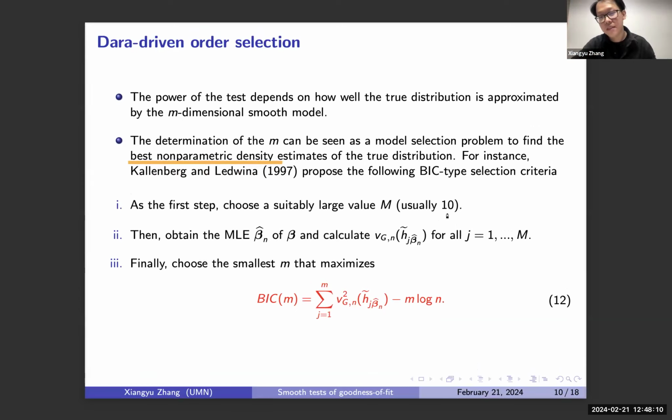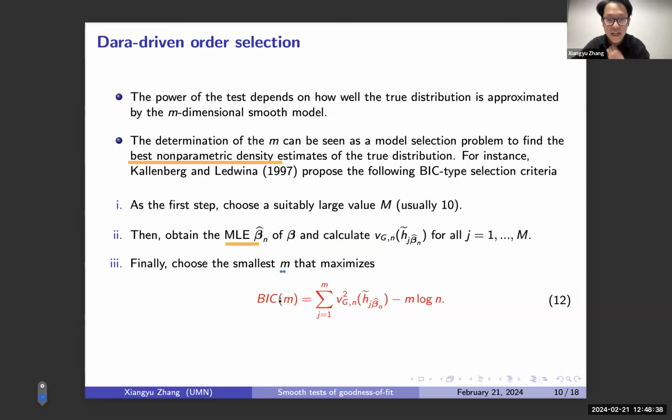For example, it's 10. This is the upper bound of your order, and then we obtain the estimates. Here, for simplicity, we say it's MLE, but in general it can be any square root n consistent estimator of beta, and then we calculate our process VJN tilde HJ beta hat. And finally we choose the smallest M that maximizes our BIC criteria.